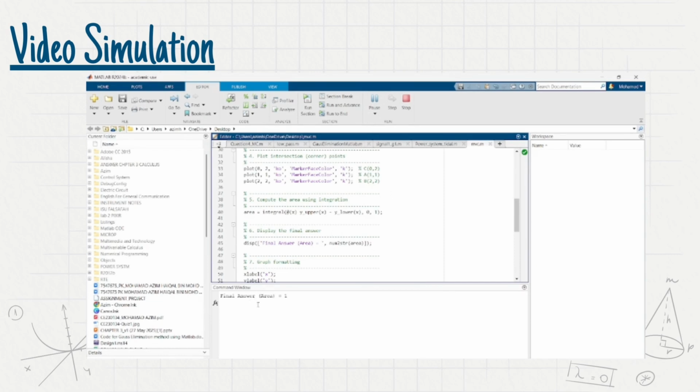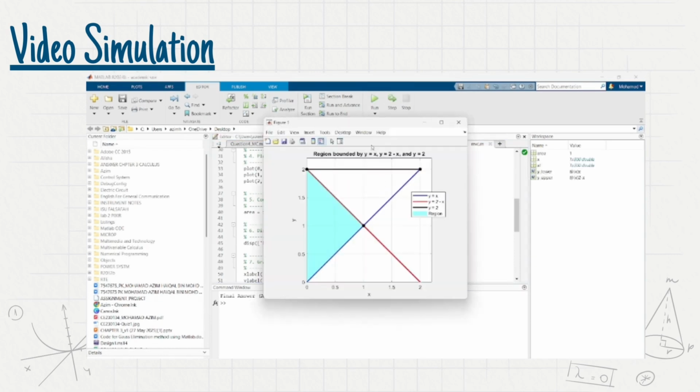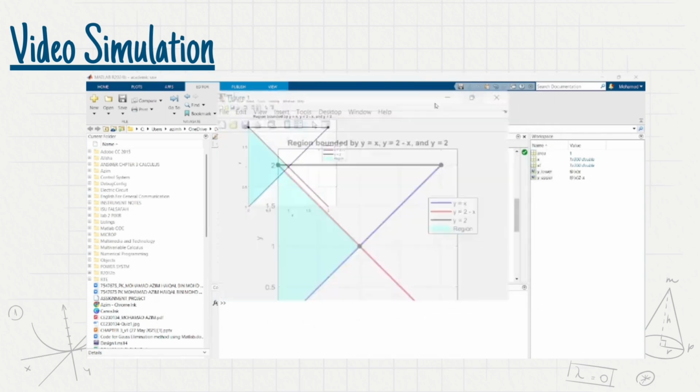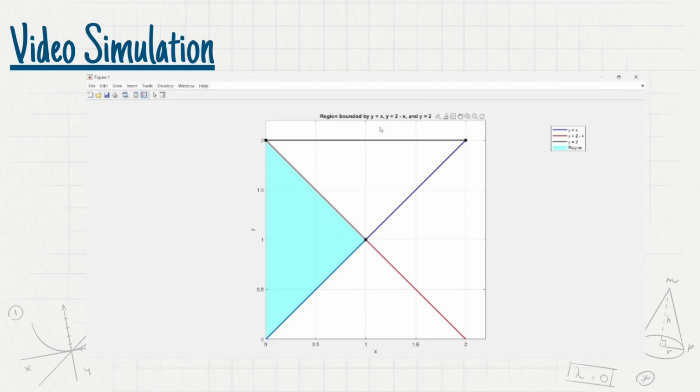So we get the final answer for the area, which is 1, the same answer as the manual calculation, and then we get the graph of the region bounded by y equal to x, y equal to 2 minus x and y equal to 2. So here we get the graph.